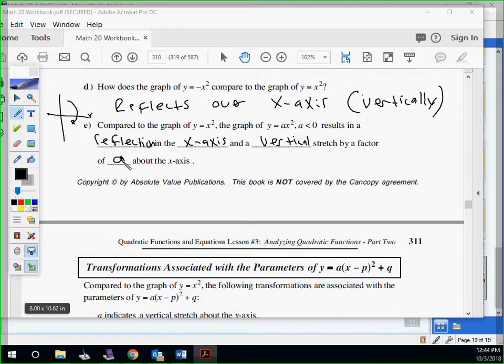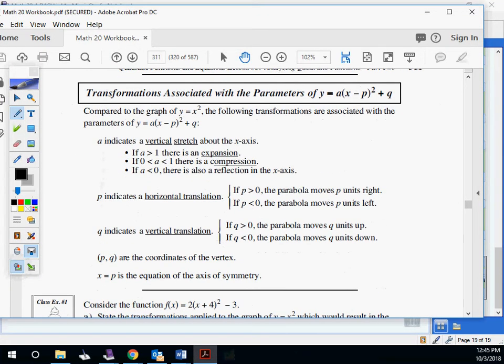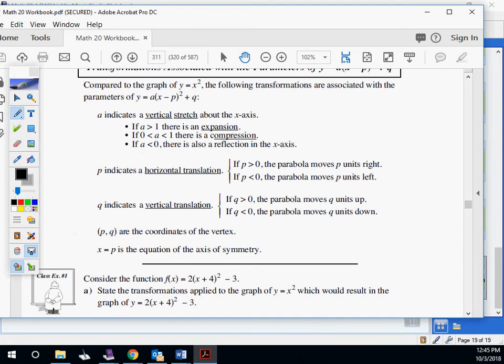All right, so we're going to summarize this. I'm going to do a couple of examples, and that'll be it. Your goal for today is to get down stretches and reflections from standard form. All right, so here's everything we've got. Compare the graph y equals x squared. The following transformations are associated with the parabola.